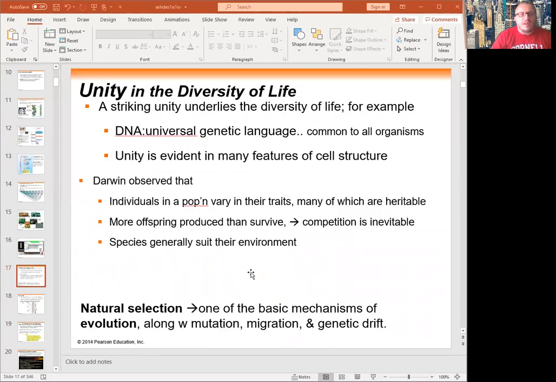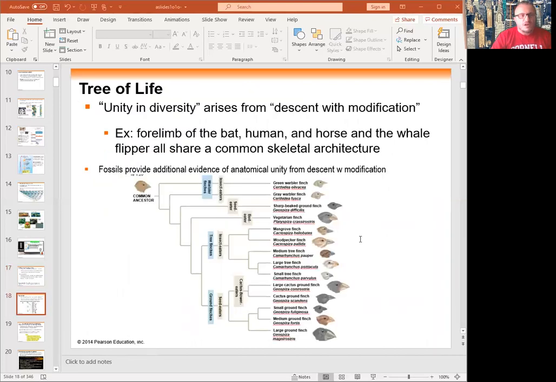And the unifying themes, again, DNA is the universal genetic language common to all organisms. And natural selection is one of the basic mechanisms of evolution, along with mutation, migration, and genetic drift. For the tree of life, you can make a cladogram and actually put this information in a cladogram to show a tree of life.